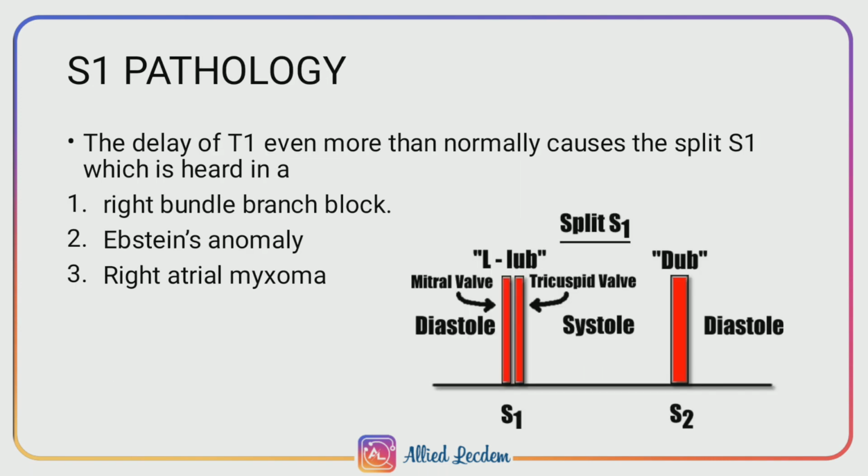S1 pathology. Normally, the mitral valve closes first and the tricuspid valve takes just a bit longer to close. In certain pathological conditions like right bundle branch block, Ebstein's anomaly, right atrial myxoma, and all right-sided pathological conditions, the tricuspid valve takes much longer than normal. This results in S1 split.